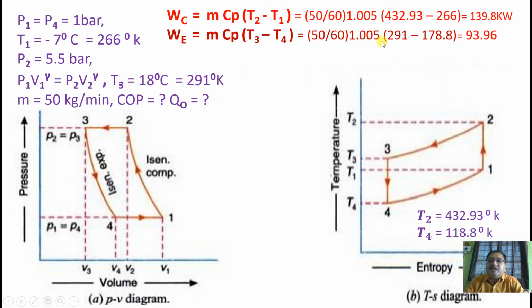Specific heat value is the same, 1.005 kilojoule per kg per degree Kelvin, and the temperature T3 is given as 18 degree centigrade, converted into degree Kelvin, 291 degree Kelvin. And the value of T4 we have found out in the previous slide, and that is 118.8 degree Kelvin. It is not 178, sorry, it is 118.8 degree Kelvin. And the difference gives 93.96.